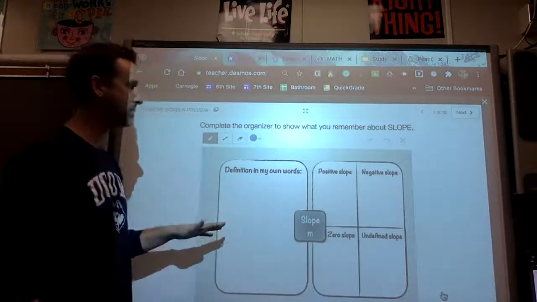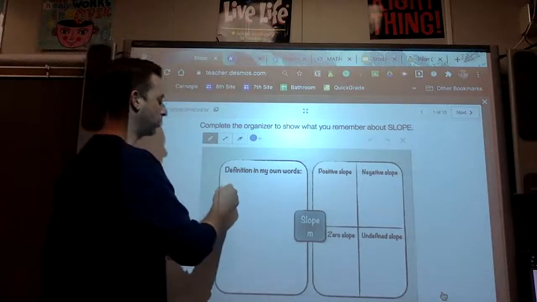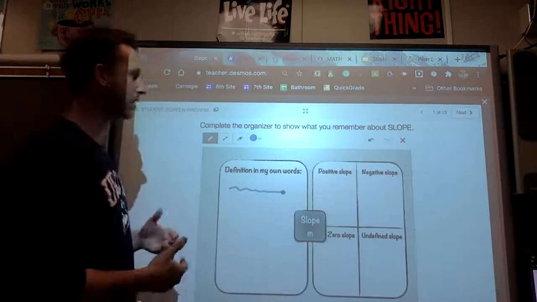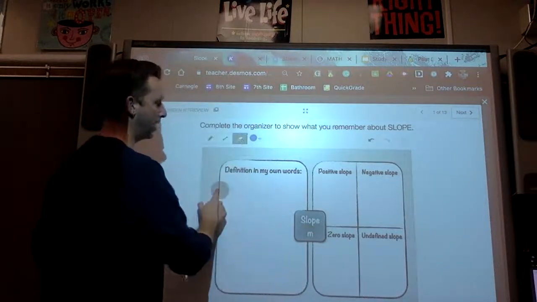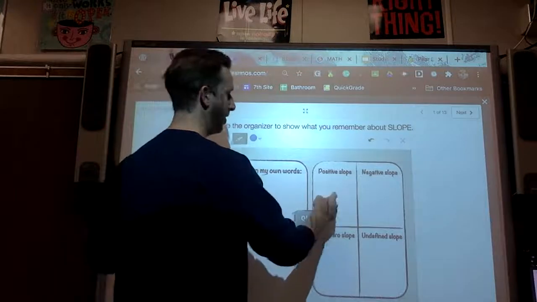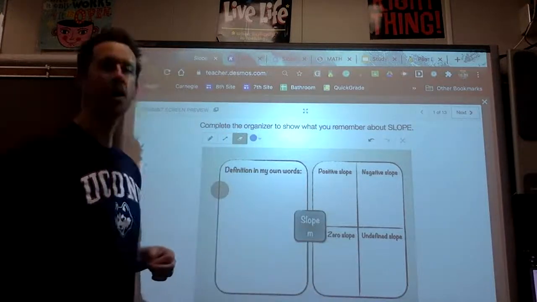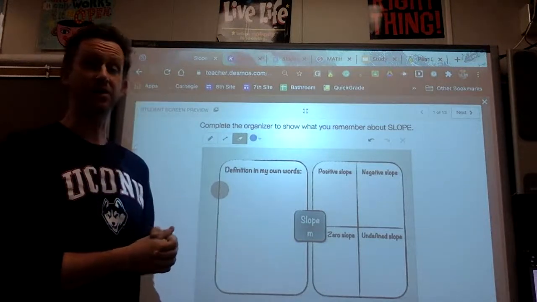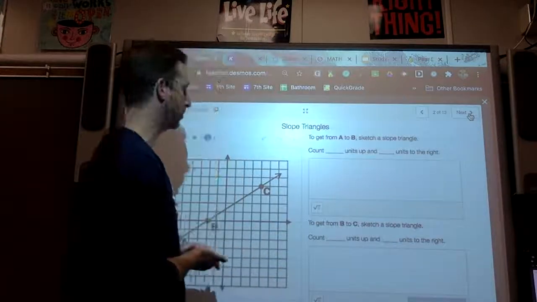The first slide is really just what do I remember about slope. So again, we're going to use the draw tool and draw something in there, write something in there, give me some sort of symbols to help me understand what I know about slope right now. And then what do I know about positive slope, negative slope, zero slope, and undefined slope. If you were not here previously, the last video talked about that. Okay, so now we're moving on to slide number 2.